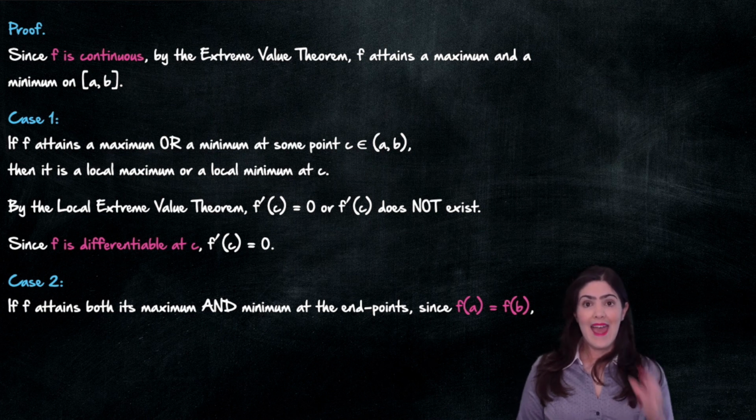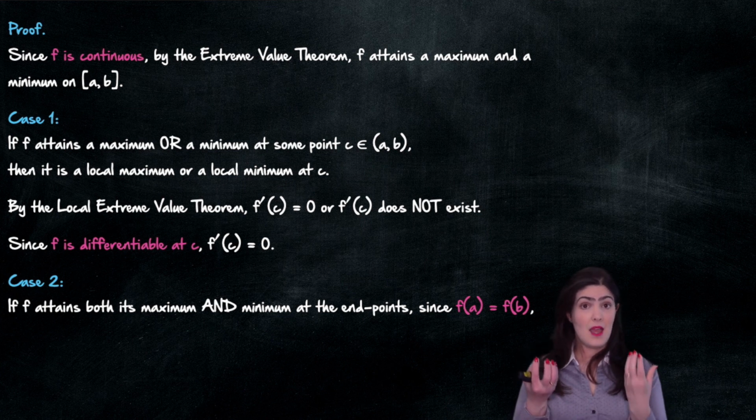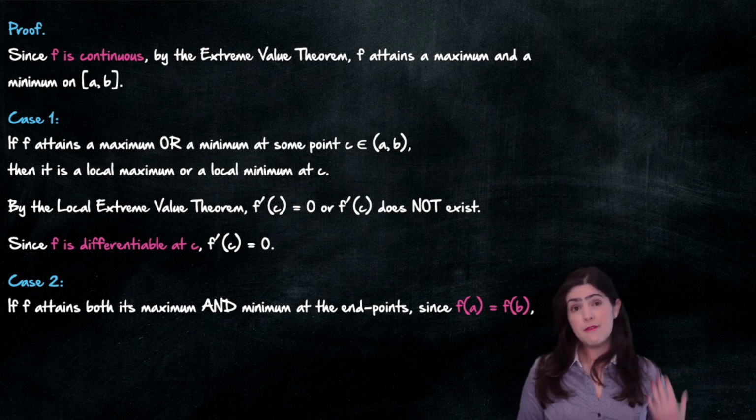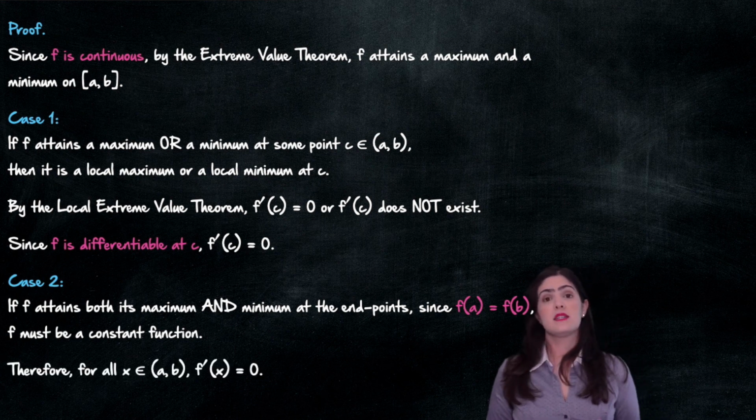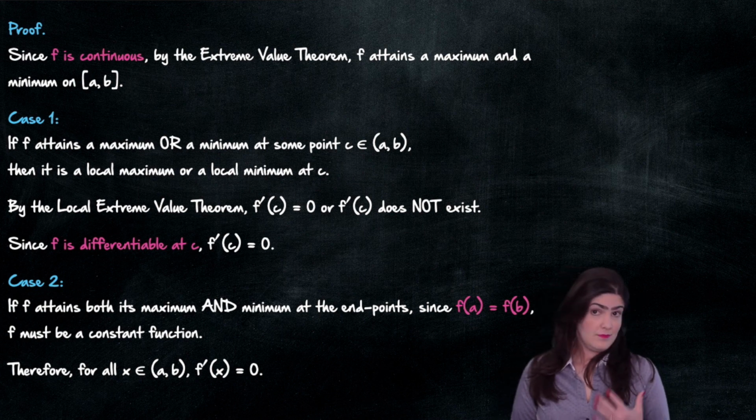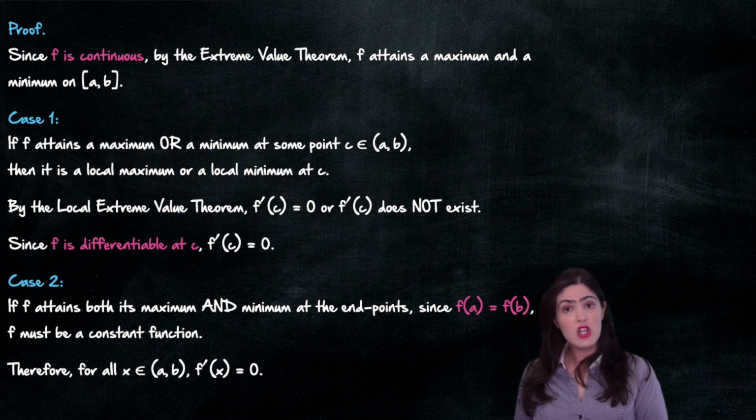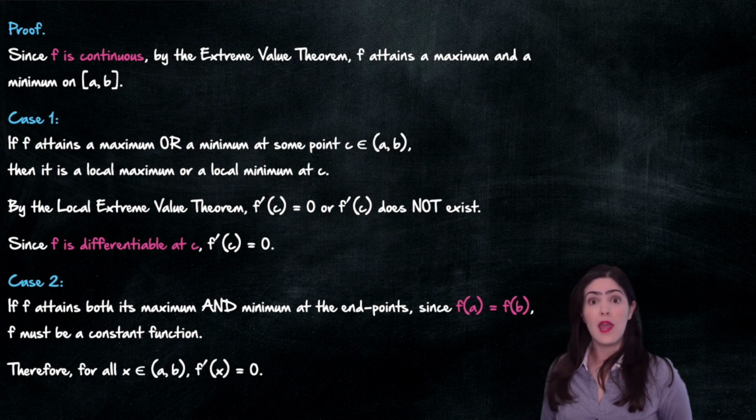Well, we know that f(a) is equal to f(b). If both the maximum and the minimum happen at the endpoints, that means that the maximum and the minimum are equal to each other. So the function has to be constant. But if my function is constant, then the derivative at x is equal to 0 for any x in the interval. I'm sure you believe me, but if not, then write a proof using just the definition of derivative and you will see. For any constant function, we know that the derivative is 0. Now this happens for any point x in the open interval (a, b).